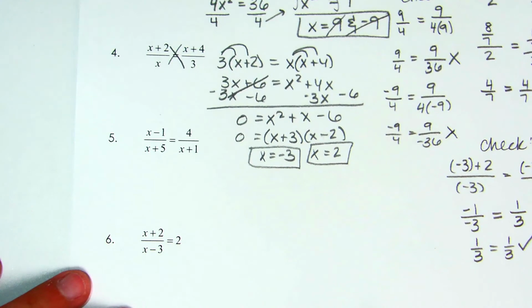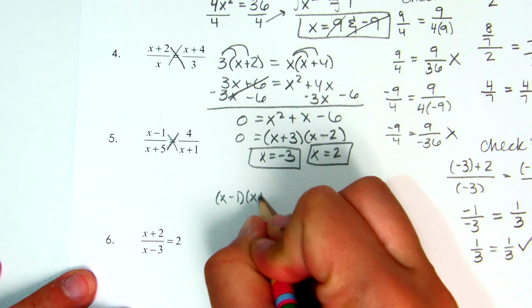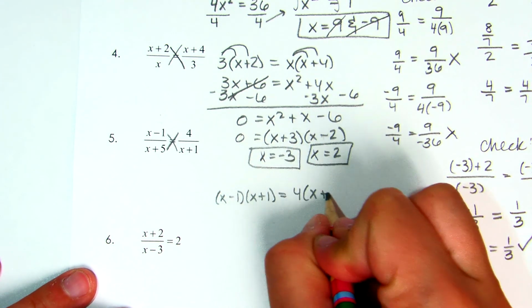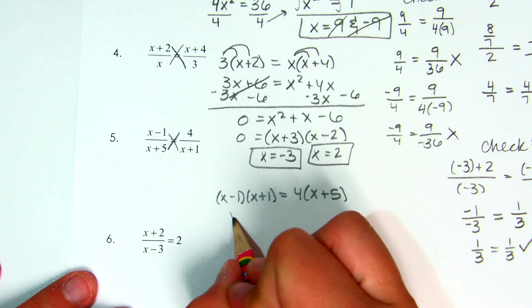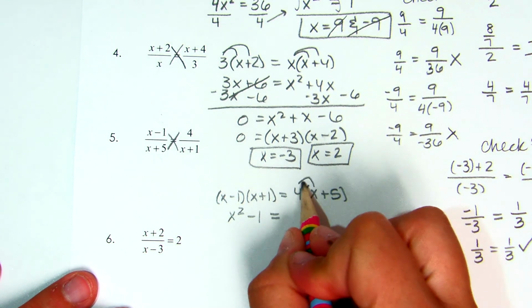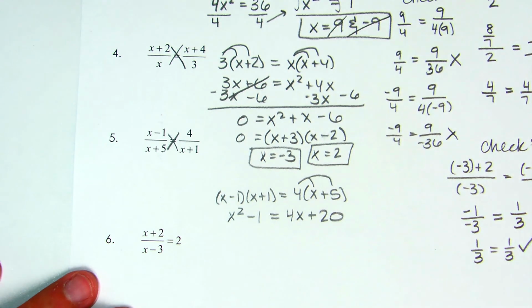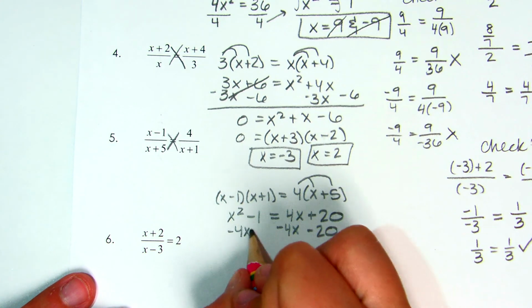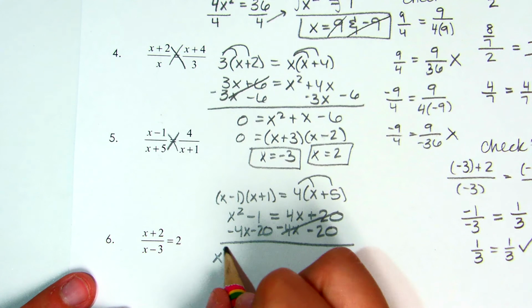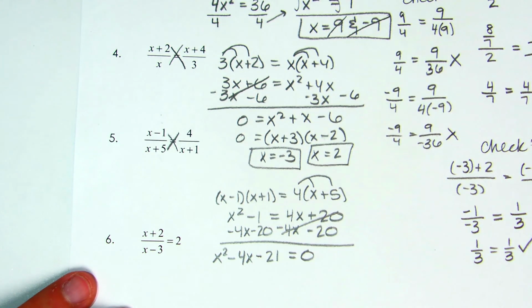All right, 2 more. Number 5, cross multiply. So I have x minus 1 times x plus 1 equals 4 times x plus 5. Now over here, x minus 1 and x plus 1, you can do the box method. It's going to give me x squared minus 1 equals, distributing on the right side, 4x plus 20. Now again, just like on number 4, I have an x squared and an x term, so it all needs to get onto one side. So I'm going to subtract 4x and 20. Make sure you combine your like terms. So x squared minus 4x, negative 1 and negative 20 gives me negative 21. So that now it's set equal to 0.